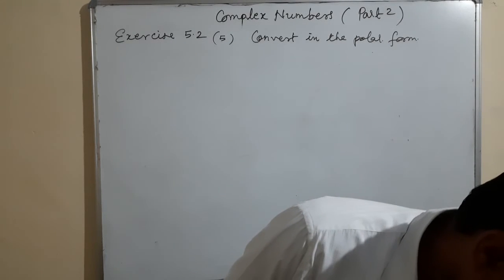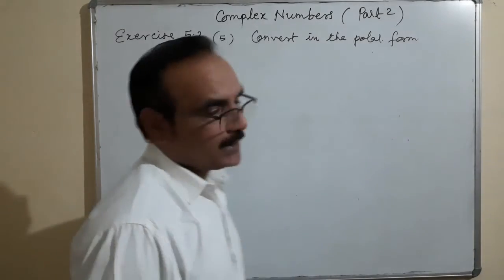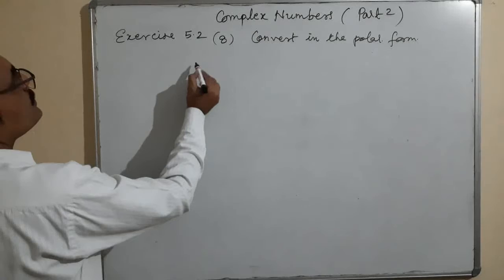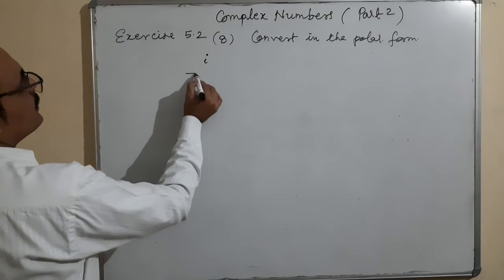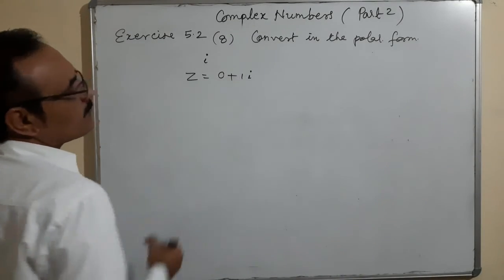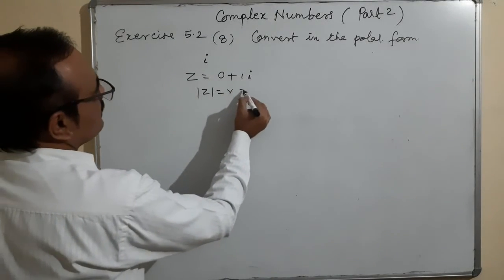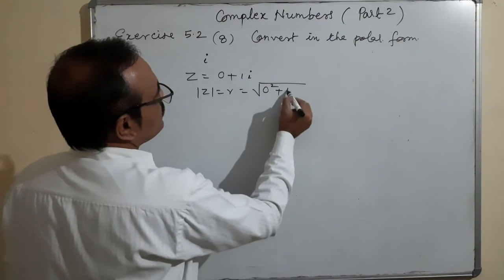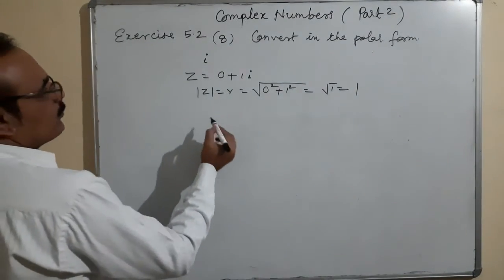Question number 8: i. Only i is there. So Z is equal to, can I write here, 0 plus 1i. What is the value of the modulus of Z? r is equal to the square root of the square of the real part 0 squared plus 1 squared, under root 1, that is 1. Polar form.